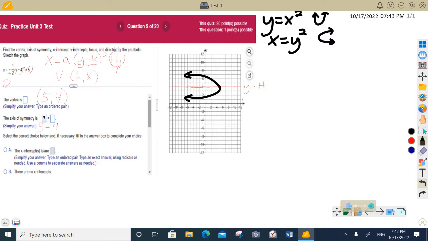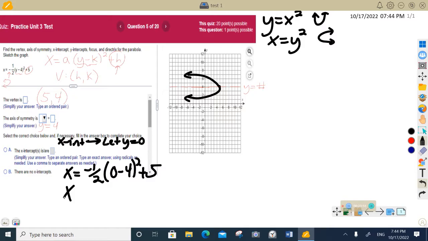The x-intercepts. So the x-intercepts are the value of x when y is 0. So for the x-intercept, you're going to let y equal 0. All right, and I'm going to come down here and do that. So in the equation, it's x equals negative 1/2 (0 minus 4) quantity squared plus 5.